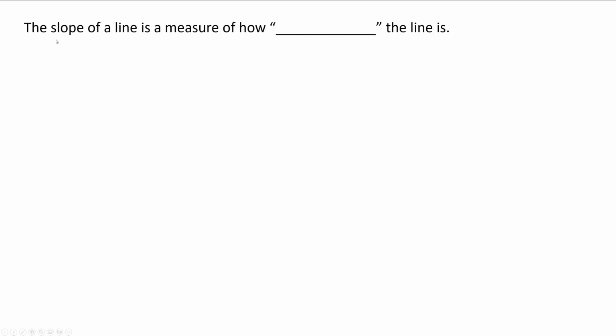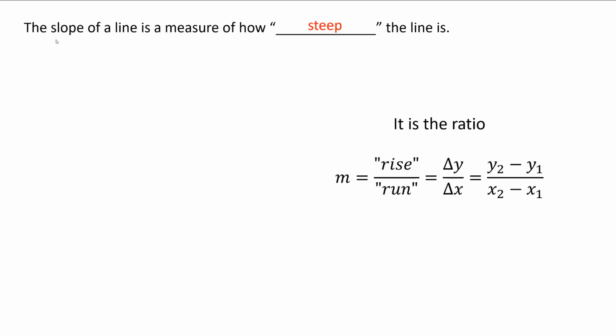Okay, so we're just going to pick up where we left off. I think this is where we left off, talking about slope. So the slope of a line is a measure of how steep the line is. And basically, it is the ratio of the rise of that line over the run of the line as we go from point to point.